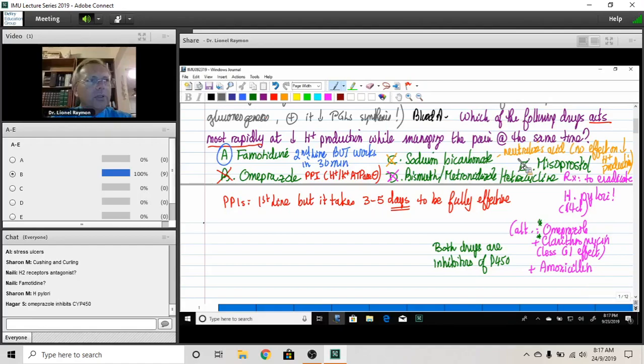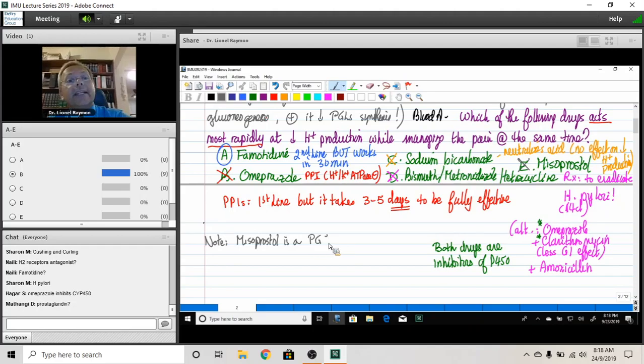Misoprostol. When you see prostol, it makes you think of what? I'll put as a note here. Prostaglandin, absolutely. And misoprostol is a PGE1 analog. And essentially the way we're going to use that PGE1 analog is pretty much as an antidote to aspirin-like drugs, so to NSAIDs-induced ulcers.